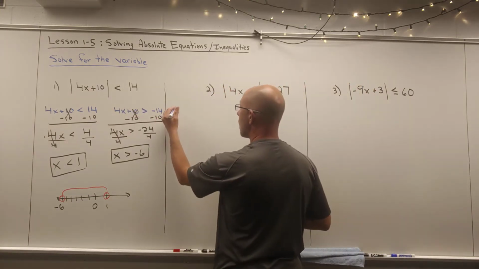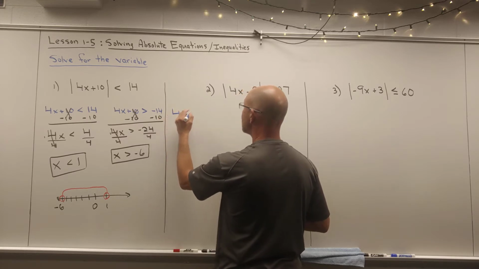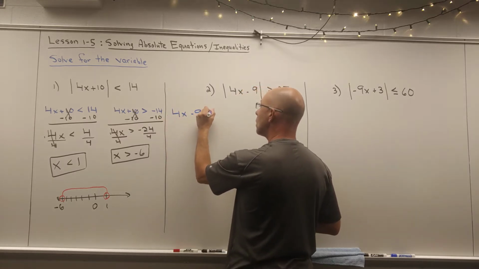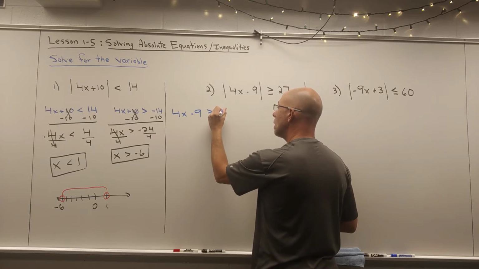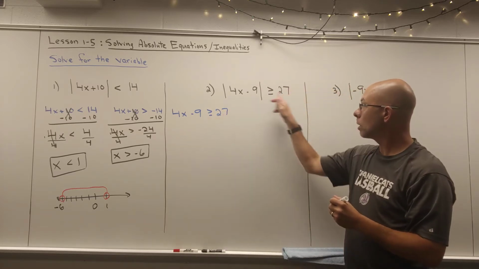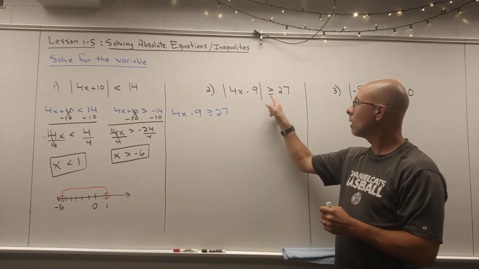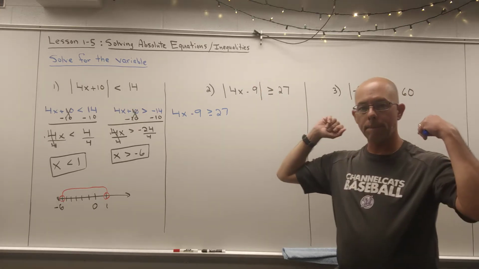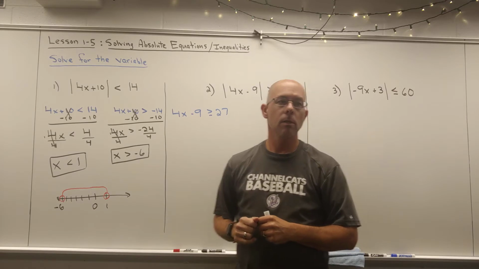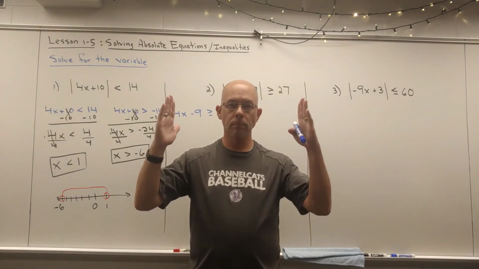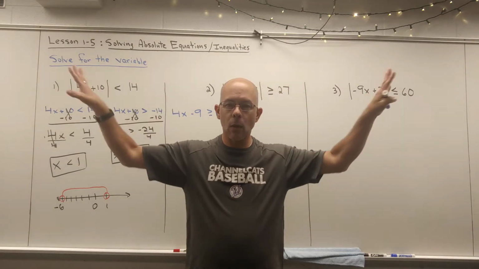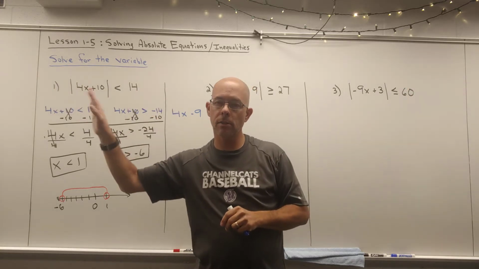So number one, write our problems. 4x minus 9 greater than or equal to 27. In other words, what you see is what you write minus the absolute value sign. Now this time, think about this. Our absolute value is trying to get bigger than a 27. So think of, meaning trying to get away. Trying to get a greater distance away.